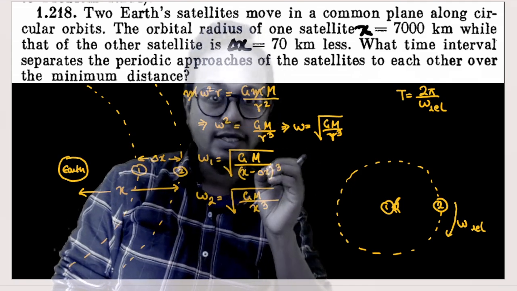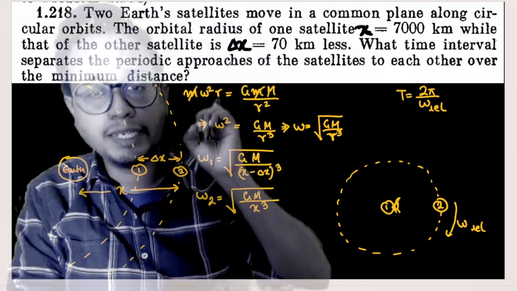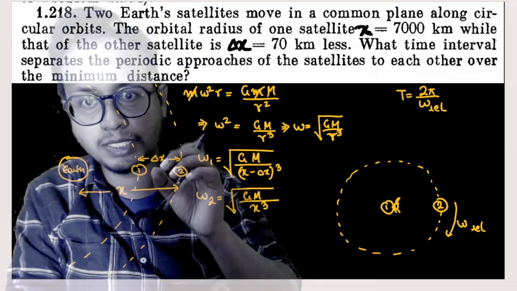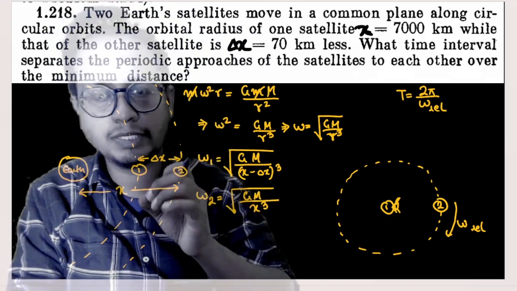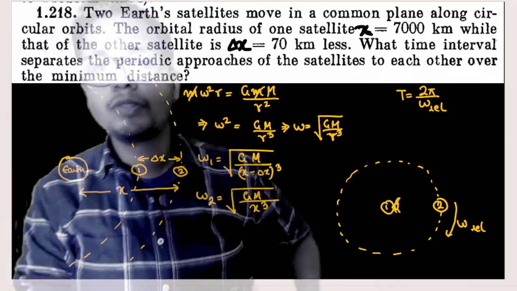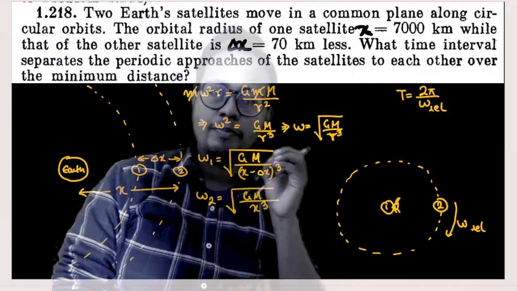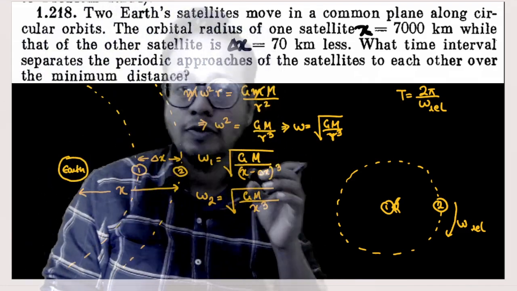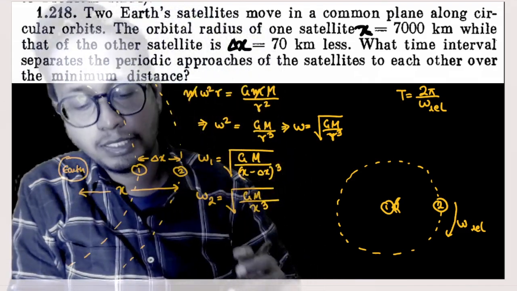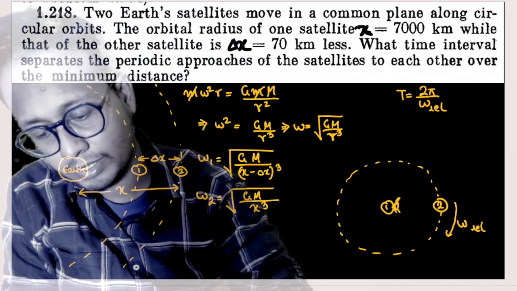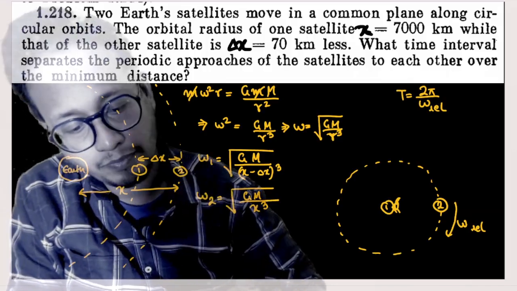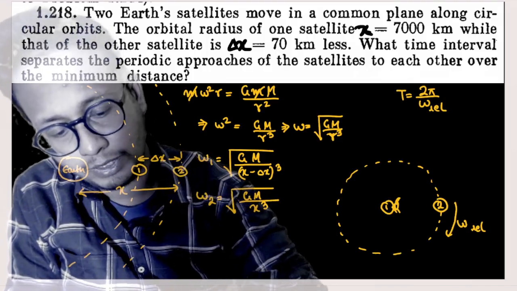Now I'm telling one thing, listen to me very carefully. In your entire syllabus, whenever you have to ignore a certain term, you can always use binomial expansion. There is no exception. Whenever in your syllabus you have to use any kind of approximation, you can blindly use binomial expansion. What I'm trying to say is, suppose I'm taking this term. What is this term? Omega 1.